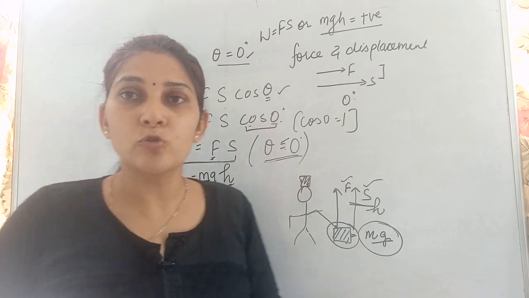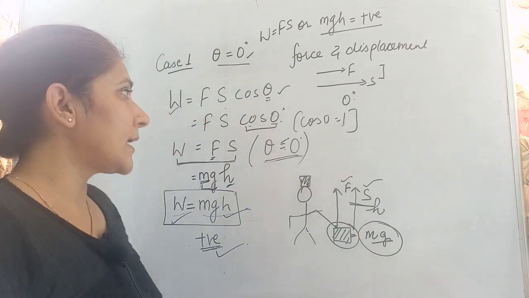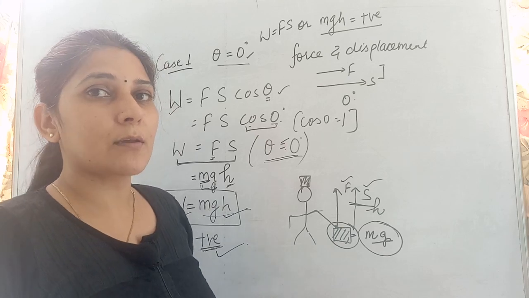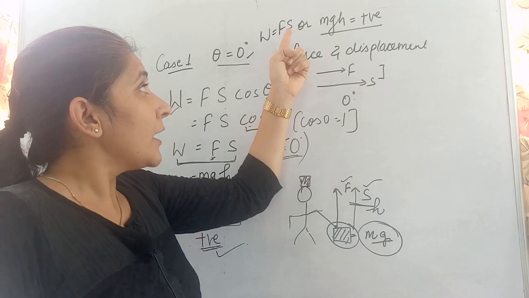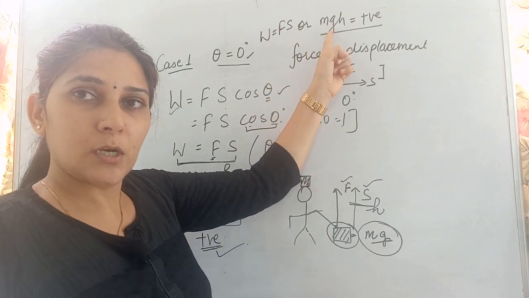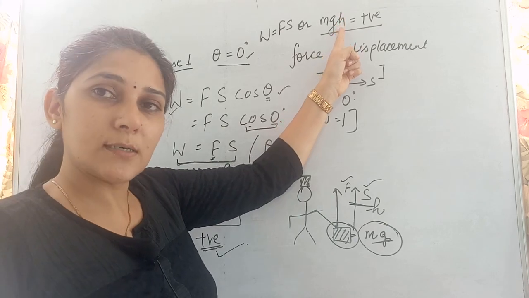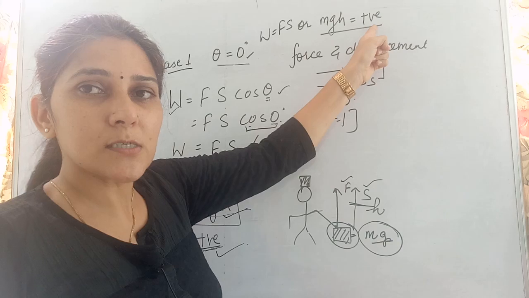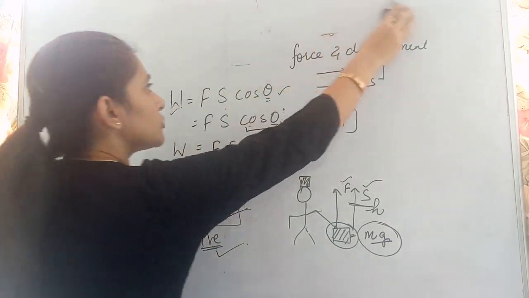So we have done 2 examples for theta is equal to 0 degree. I hope all of you understand this, and from here what you can conclude, I'm again repeating, work done is given by F into S if theta is 0. It is also given by m into g into h. m is the mass of the object, g is the acceleration due to gravity, h is the displacement. And work done when theta is 0 is always positive. Right? Now coming on to the case 2.